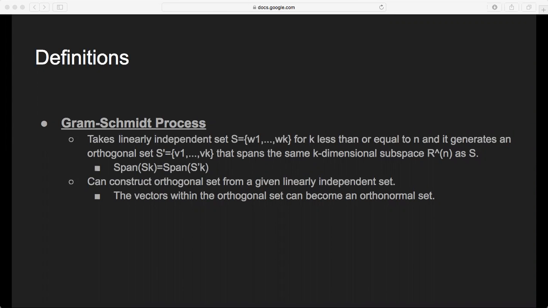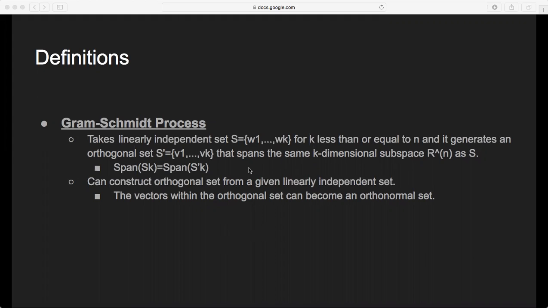So quick definition, the Gram-Schmidt process takes a linearly independent set S, which is equal to W1 all the way to Wk, for k less than or equal to n, and it generates an orthogonal set S prime equal to V1 all the way to Vk that spans the same k-dimensional subspace of R^n as S.